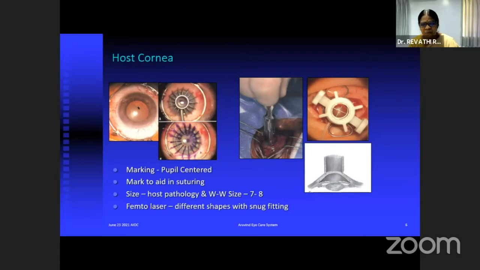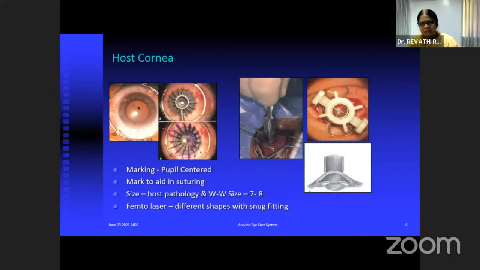And initially, we have to mark and assess what graft size we are going to choose, and it should encompass all the pathological area, and also it should not be too large or too small. A very small graft can lead on to high astigmatism. Large graft, of course, we are scared of graft rejection, and sometimes we may need to slightly decenter it to cover the pupillary area, or if the pathology is decentered, we have to go for a larger graft also.